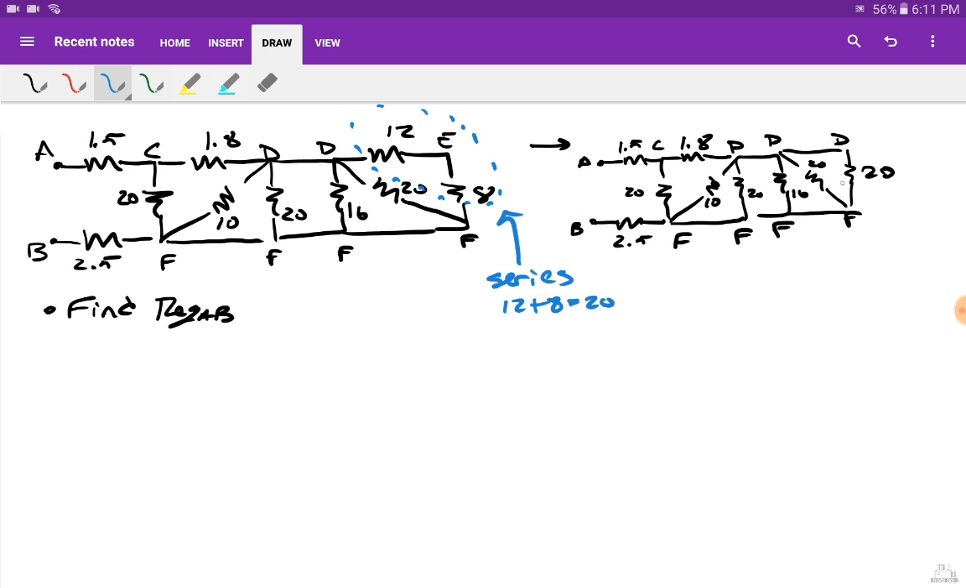But we're actually not done. You could combine these two in parallel, but then you'd realize this 16 is between D and F. All right, so this 16 is in parallel with 20, and it's also in parallel with 20. So all three of these are in parallel, and I could combine them. But then if you keep going, you realize you still have more parallel. This 20 is also between D and F, and this 10 is also between D and F. So I have 1, 2, 3, 4, 5 resistors all between D and F, which means all of them can be combined in one giant parallel equation.